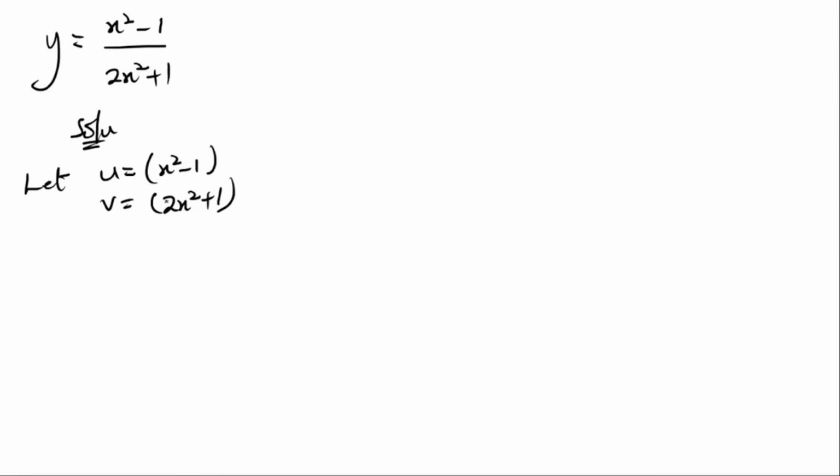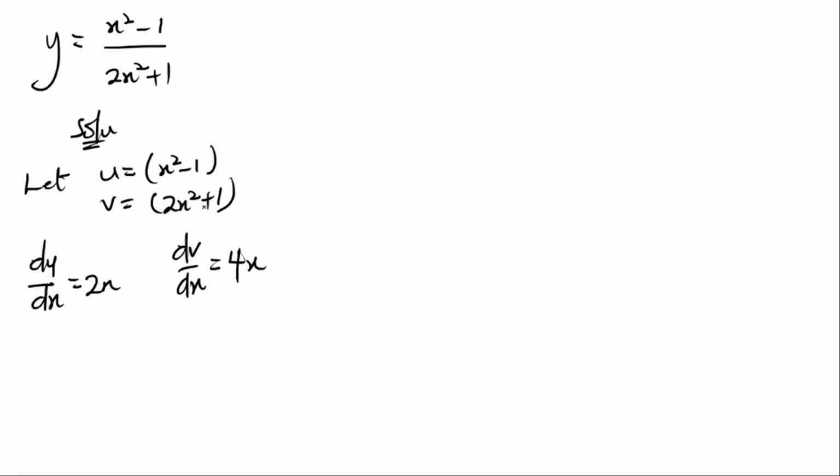So we differentiate u with respect to x, we get du/dx. If we differentiate s squared, we get 2x. We differentiate a constant, that is negative 1, we get 0. So du/dx is 2x. If we differentiate v with respect to x, we get dv/dx. If we differentiate 2s squared, the 2 multiplies the 2 over here, we get 4x.